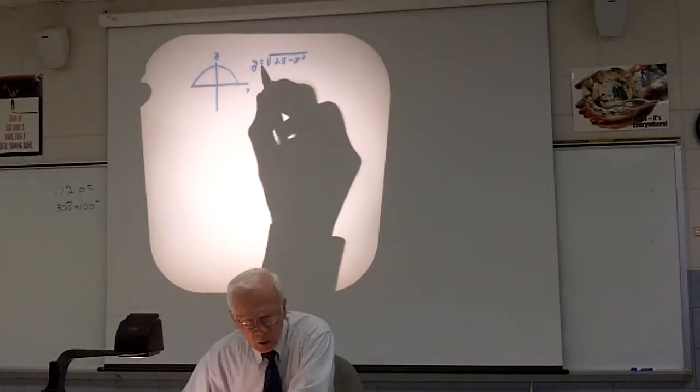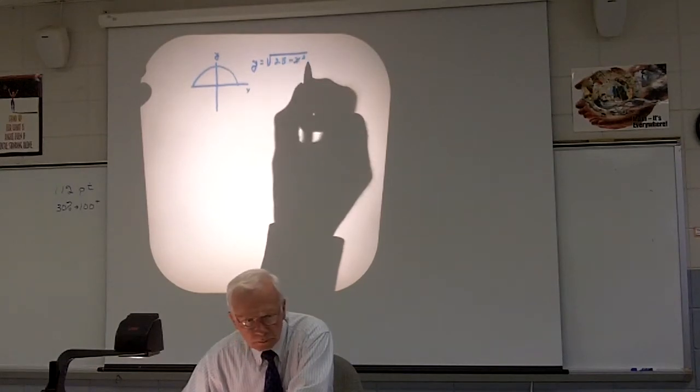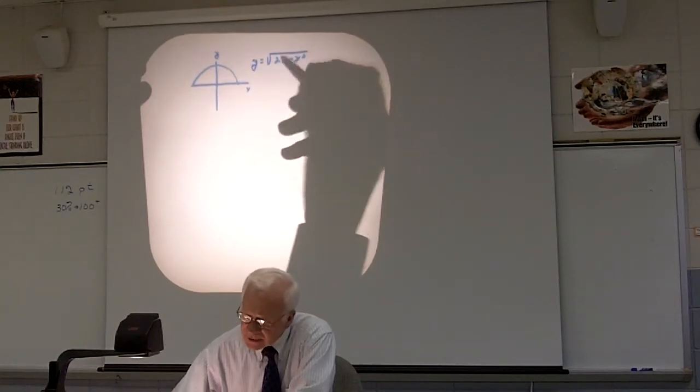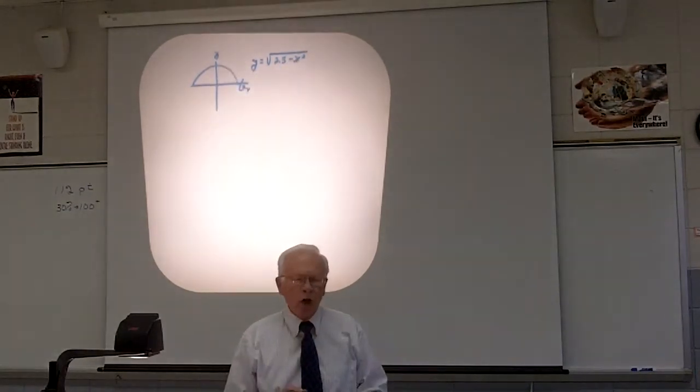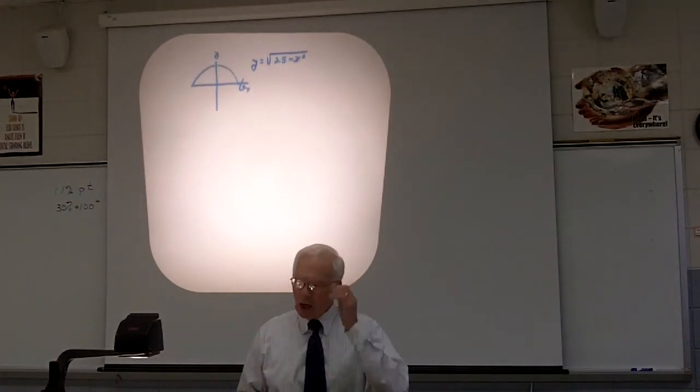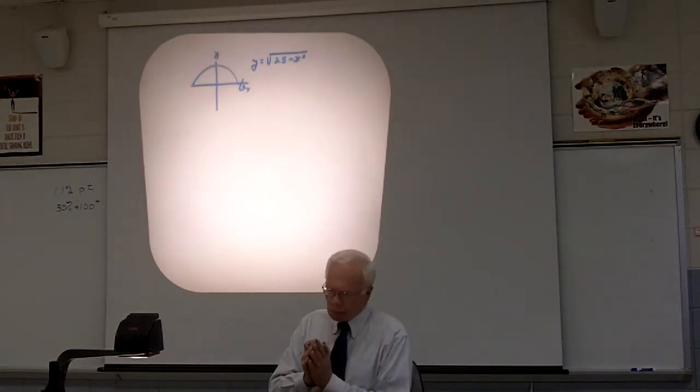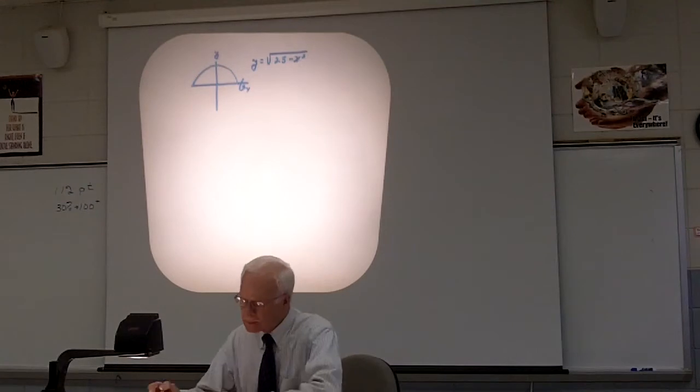What is this an equation of? A circle. A half circle. Okay. Now, if I would take this half circle and rotate it around the axis here, what would I have? A sphere. Okay. What is the volume of the sphere? 4 pi r cubed over 3.